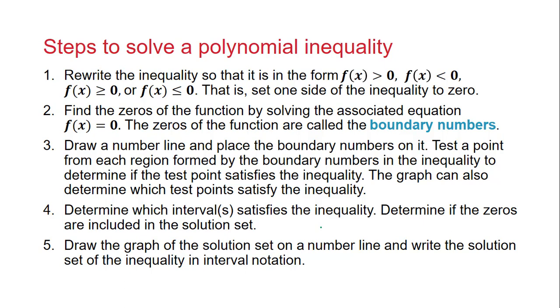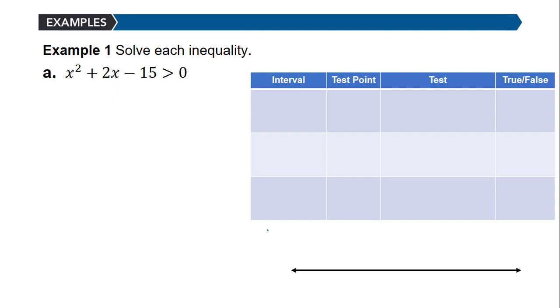Algebraically, we can test a point from each region formed by the boundary numbers in the inequality to see if the test point satisfies the inequality. We can also look at the graph to determine which test points satisfy the inequality. Then we will determine which intervals satisfy the inequality and determine if the zeros are included. And then we can draw the graph of the solution set and write the solution set in interval notation. So I have a few examples that we'll go through together.